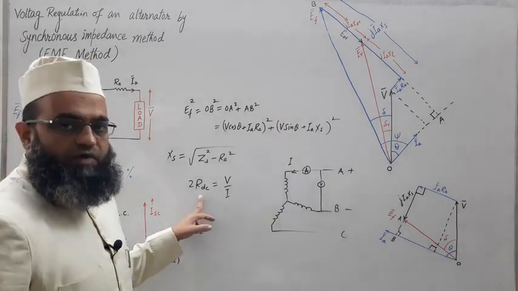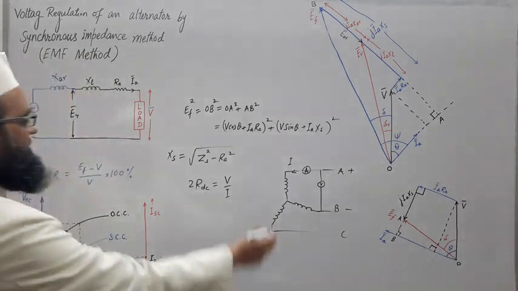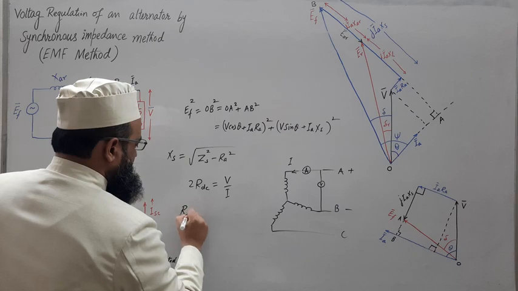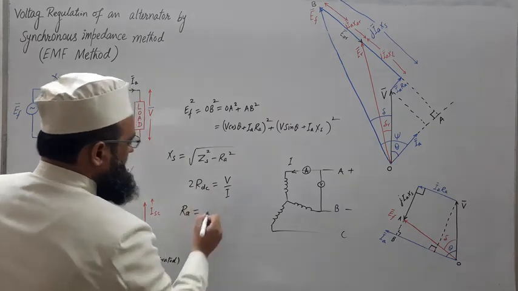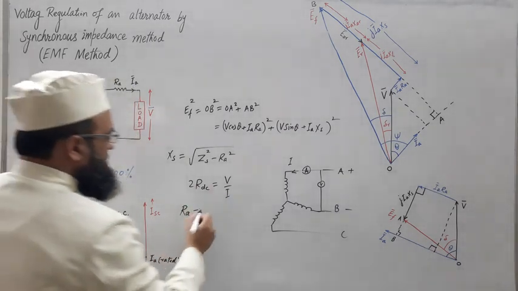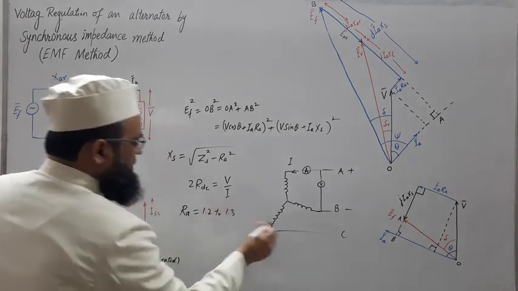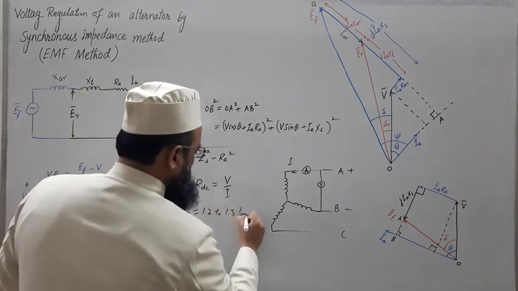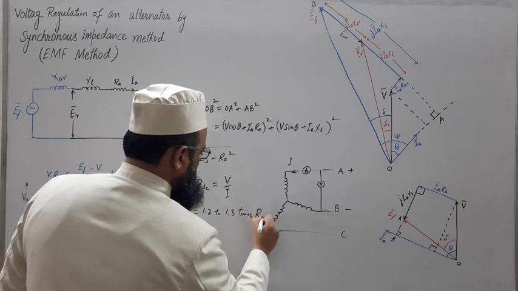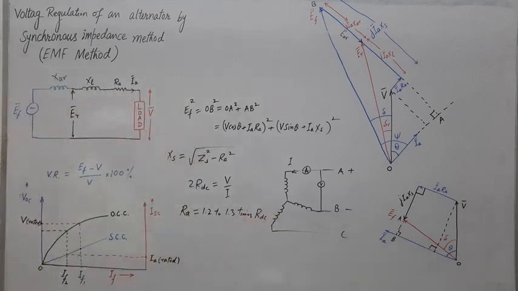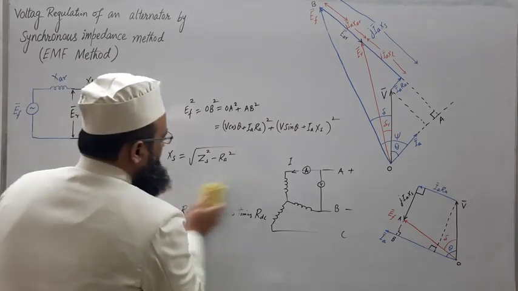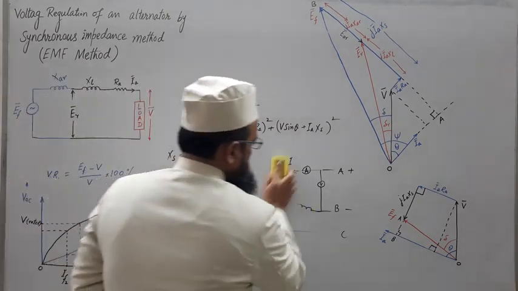Now you can get the value of RDC. Now considering the skin effect, you may write RA AC as 20 to 30% more, 1.3 times RDC. Fine. So by any means you will get the value of RA.